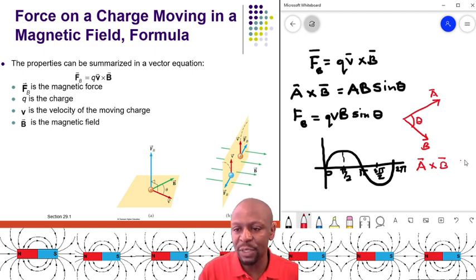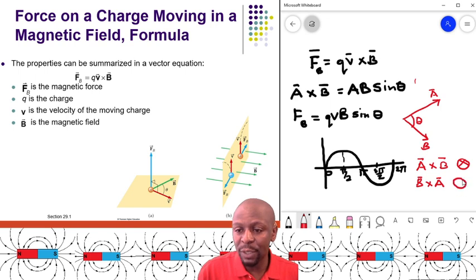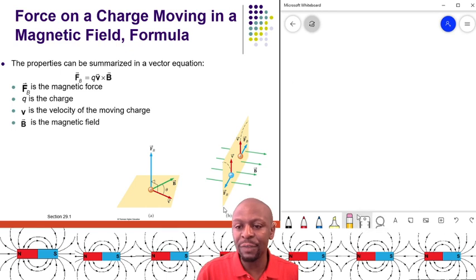Now, we normally denote the vector going into the board by a circle with an X. But when I say B cross A, it will be the shortest rotation from vector B to A. Therefore, B cross A would be out of the board, and we normally denote the direction of a vector going out of the board like that. So these are some of the things that I wanted to remind you about the cross product of two vectors.